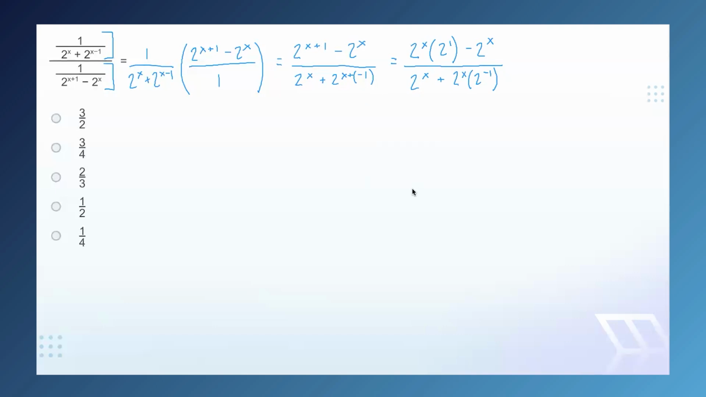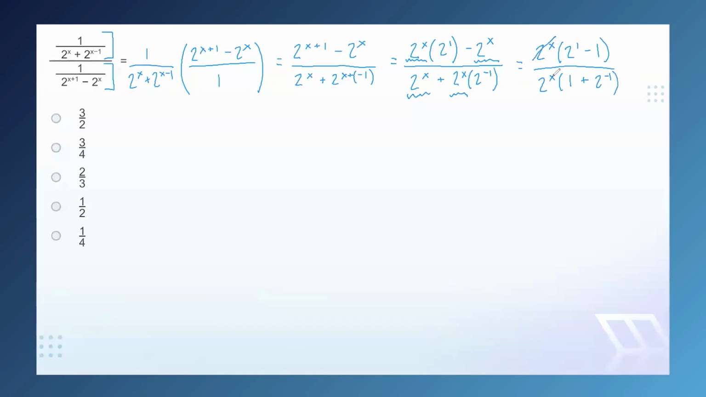Now, you might be thinking, why would I work in reverse? This seems like a step in the opposite direction, like I am complicating rather than simplifying. Well, let's look a little bit closer because now I can very clearly see what was true all along, which is that I have a common factor of 2 to the x in all four of my terms. So I can factor out a 2 to the x in my numerator, giving me 2 to the x times 2 to the 1 minus 1. And I can factor out a 2 to the x in my denominator, giving me 2 to the x times 1 plus 2 to the -1.